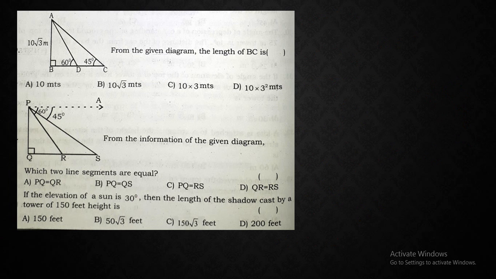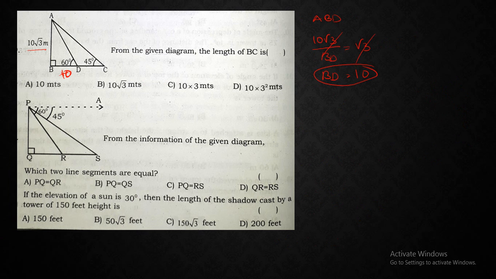Now, if I consider the first triangle, triangle ABD, this side is opposite. If you want to find the adjacent, then directly 10 root 3 by BD is equal to tan 60. Tan 60 is nothing but root 3, so root 3 and root 3 get cancelled. So from this, BD is equal to 10. That means this length is 10 units.